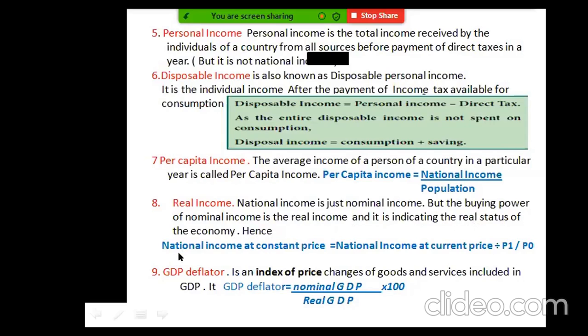Hence, we say national income at constant price is equal to national income at current price divided by P1 by P0, that is, the new price and the old price.